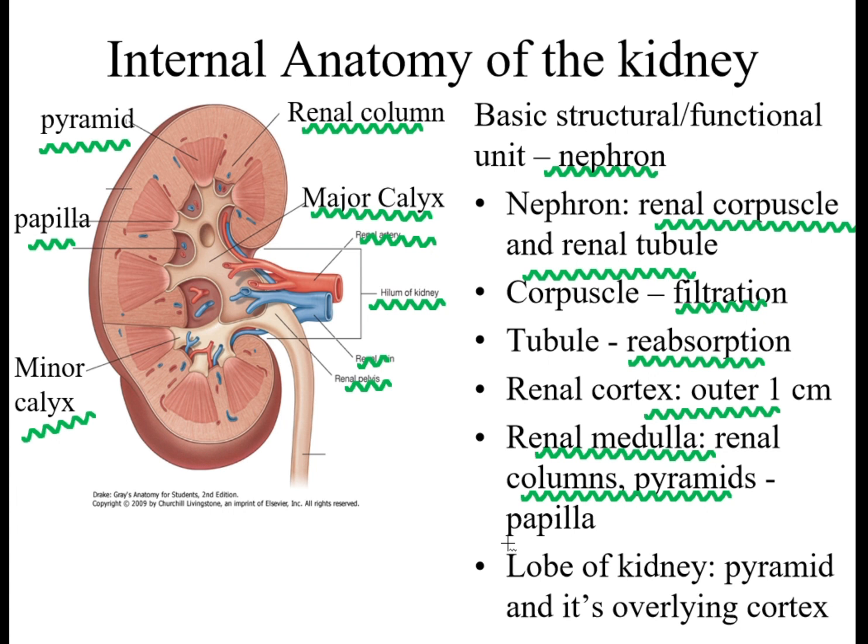Next we can talk about the lobe of the kidney. The lobe of the kidney is pyramid shaped, a triangular type of shape, and it is overlying the cortex. So this is all about the internal anatomy of the kidney.